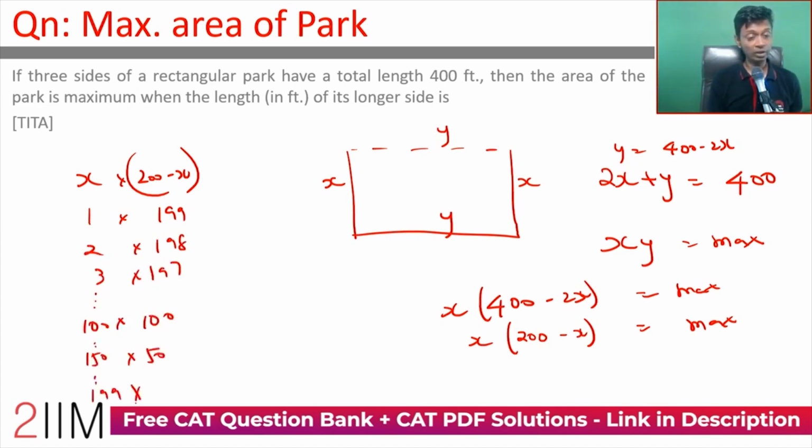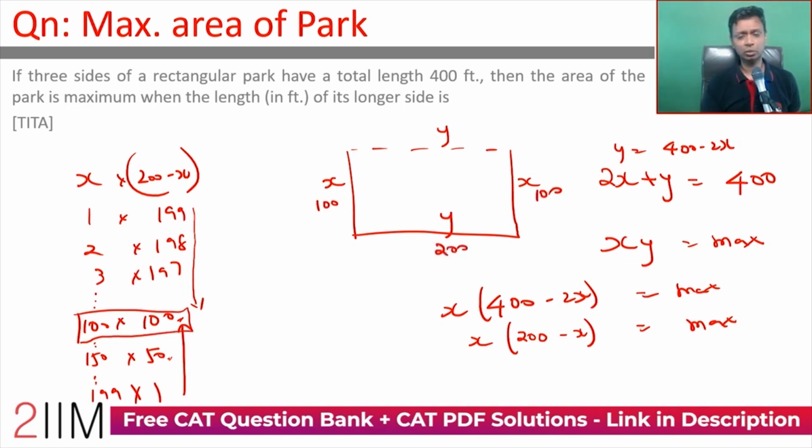Further, we go all the way to 199 into 1. Think about this. 150 into 50 is 7,500. This is 10,000. The numbers keep on increasing till they become equal and then keep falling, so the maximum is when x is 100. This is 100, this is 100, this is 200, this is 200. Area of the park is maximum when x is 100 and y is 200. The length of the longest side, which is y, should be 200 feet.